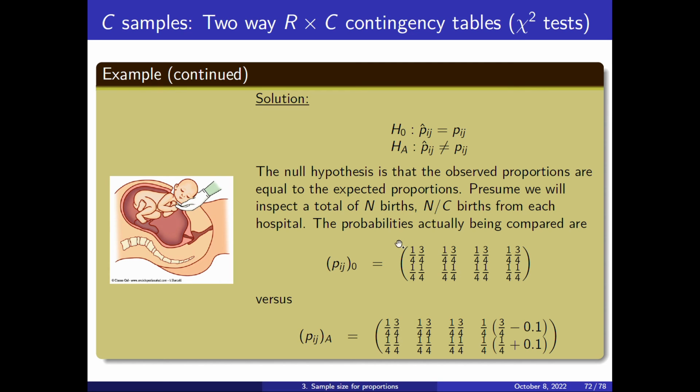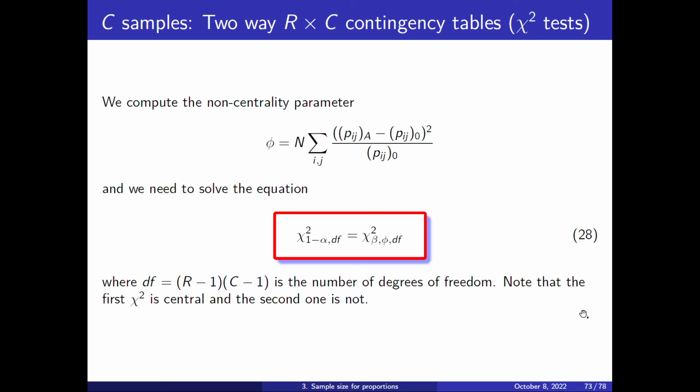And then we have this reference distribution of probabilities compared to this one, where in one of the hospitals the number of cesareans has been increased by 10%, and the number of non-cesareans has been decreased by 10%. So we have this matrix of probabilities, and we have to compute this non-centrality parameter, where n is what we want to design. We take the sum over all hospitals and cesarean, non-cesarean, of the proportion in the alternative minus the proportion in the reference group, squared, divided by the reference proportion, and this follows a chi-squared.